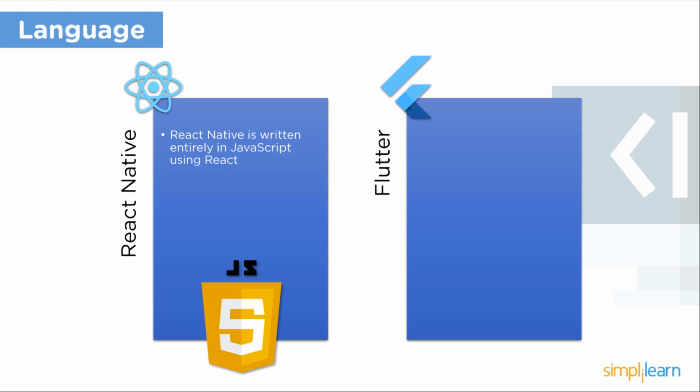Let's start from a language perspective. React Native is basically completely written and built in JavaScript using the React.js API. On the other hand, Flutter is written in a very new language called Dart, and we do not have too many developers that are skilled on Dart. However, every browser and every platform ships with an inbuilt JavaScript execution environment, which makes JavaScript the language of choice for developers.